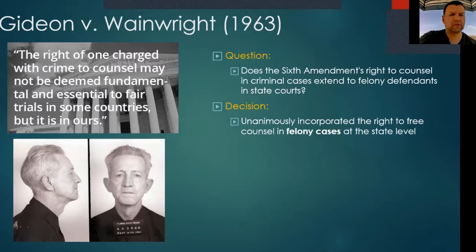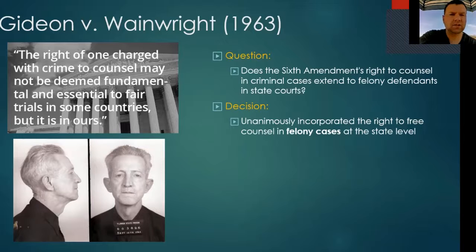Gideon versus Wainwright. So here, once again, the word incorporation, we're selectively taking the Sixth Amendment, the right to counsel, which at a federal level, the federal courts did provide lawyers in capital cases for defendants that couldn't secure their own lawyers. So in this case, the question went, did state courts have to provide a lawyer to a felony defendant, or was the burden on that defendant to get their own lawyer?